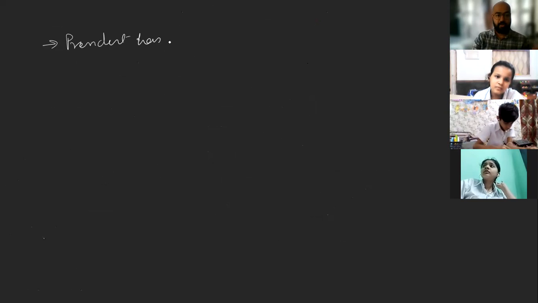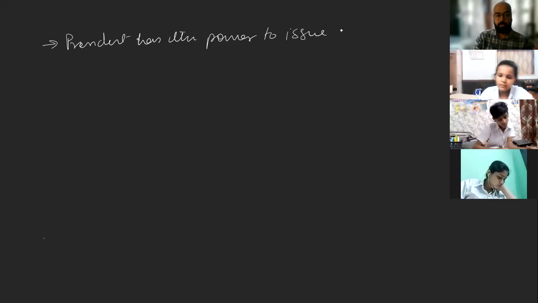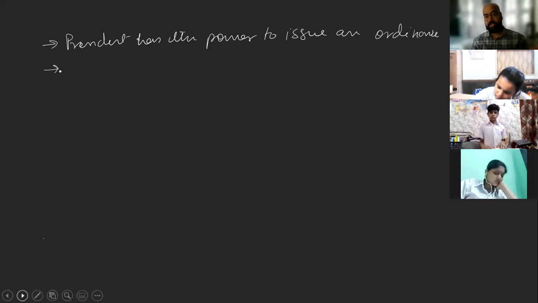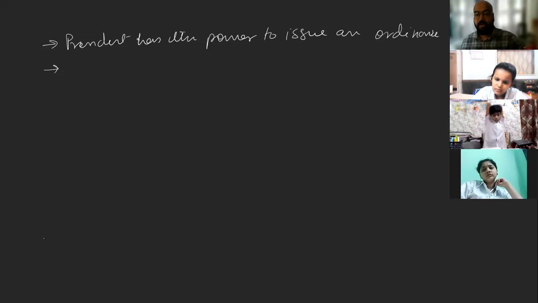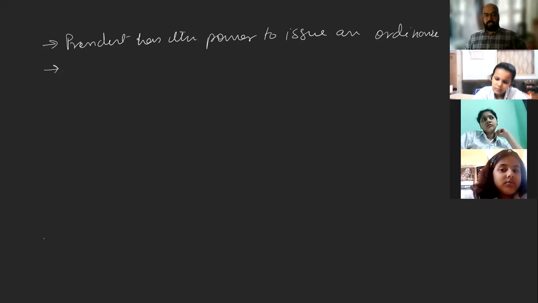Then the last point says the president has the power to issue an ordinance. Now, what is an ordinance, children? See, an ordinance is a temporary bill which is passed as a law by the president when the parliament is not in session. When the parliament is not in session means when both the houses are not sitting. In that situation, if there is some urgency, a law can be passed in the form of an ordinance by the president.